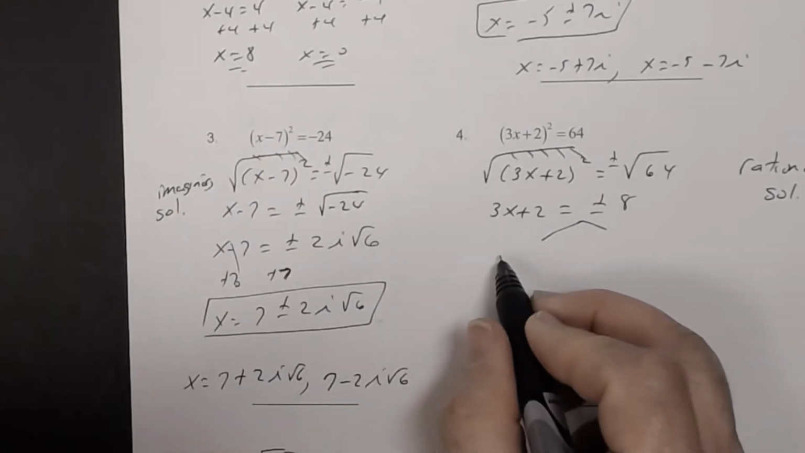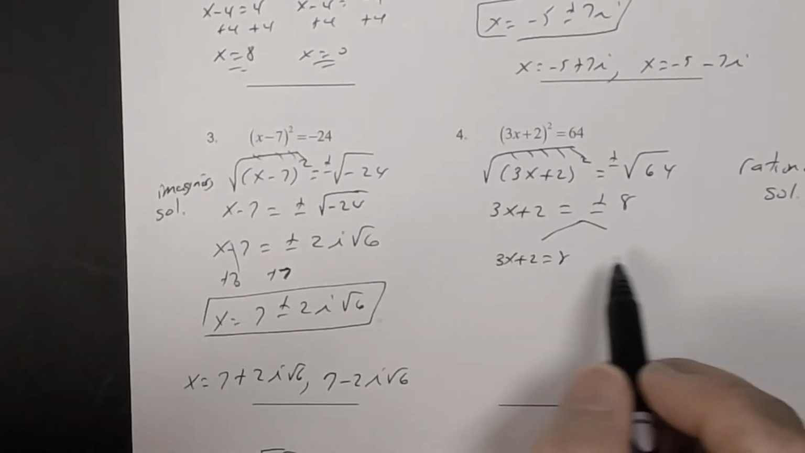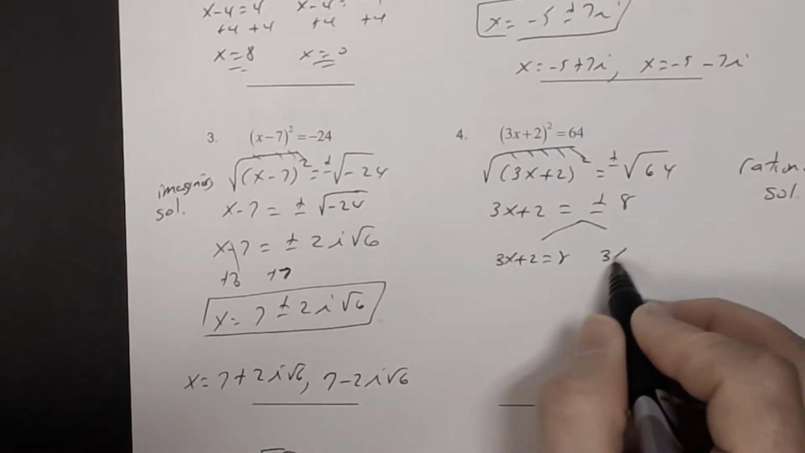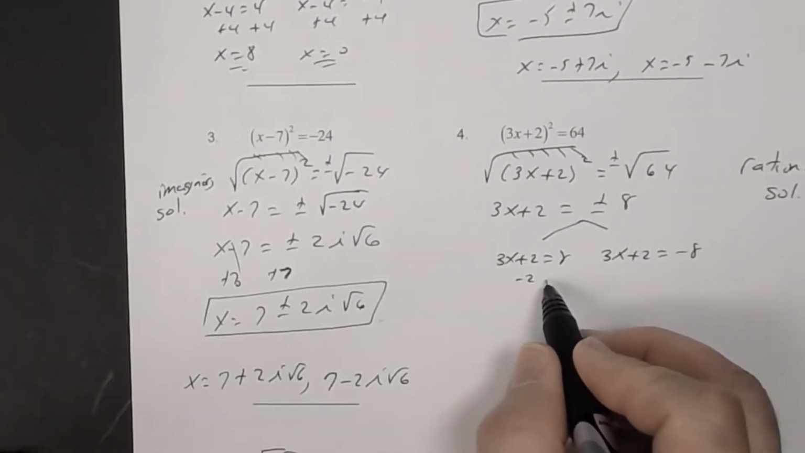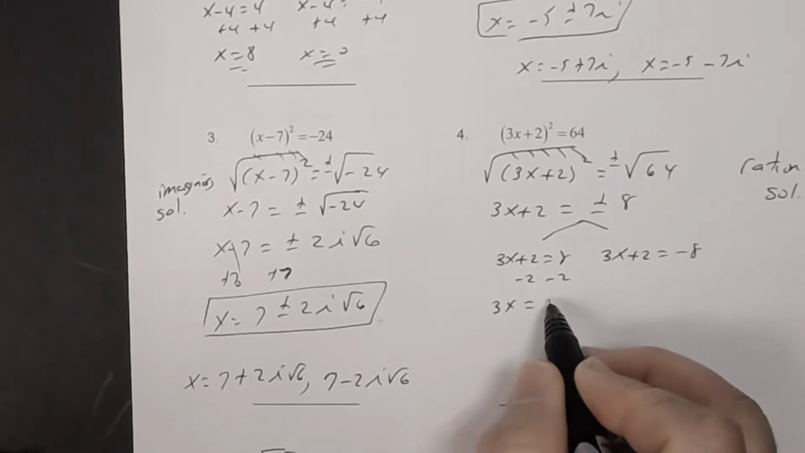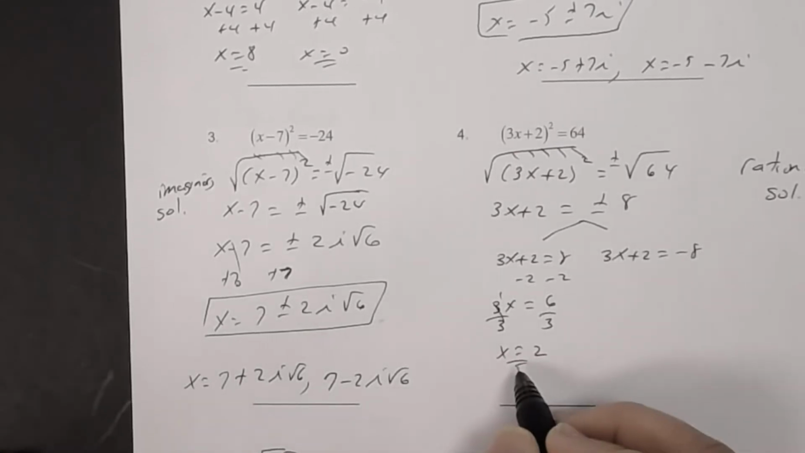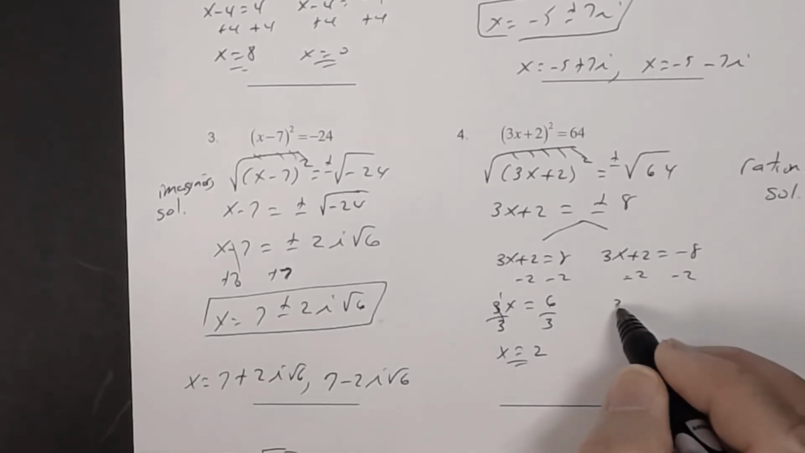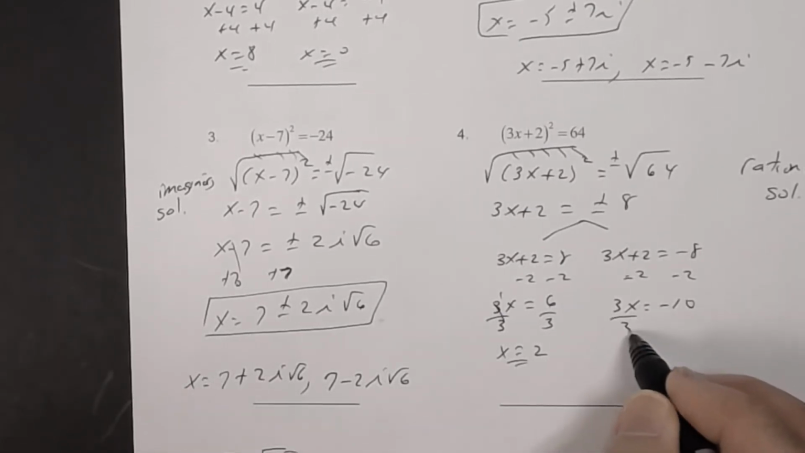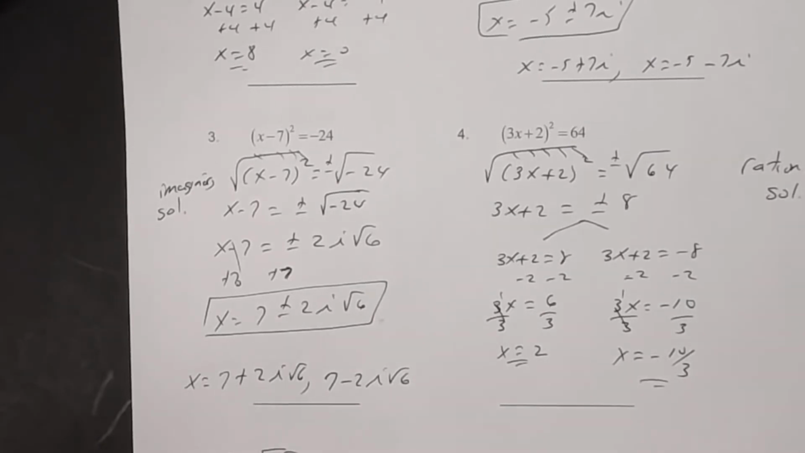So you're going to say 3x plus 2 equal 8. So notice I went from a quadratic equation to 2 linear equations. And then 3x plus 2 equals a negative 8. And then you just solve each linear equation. So I'm going to subtract 2 from both sides. So I get 3x equal 6. Divide both sides by 3. I get x to be 2. So that's one of your rational solutions. The other one, subtract 2 from both sides. I get 3x to be a negative 10. Divide both sides by 3. I get x to be a negative 10 thirds. All right, so those are your 2 rational solutions.